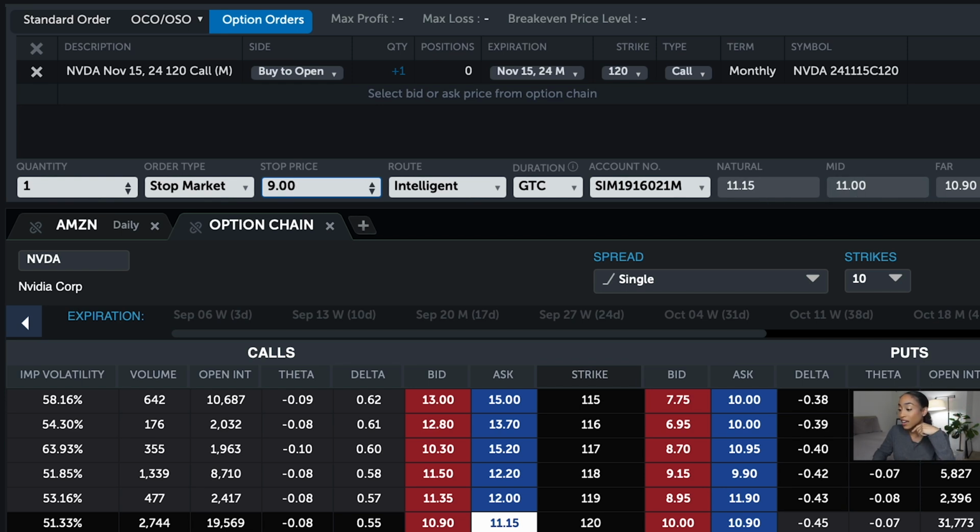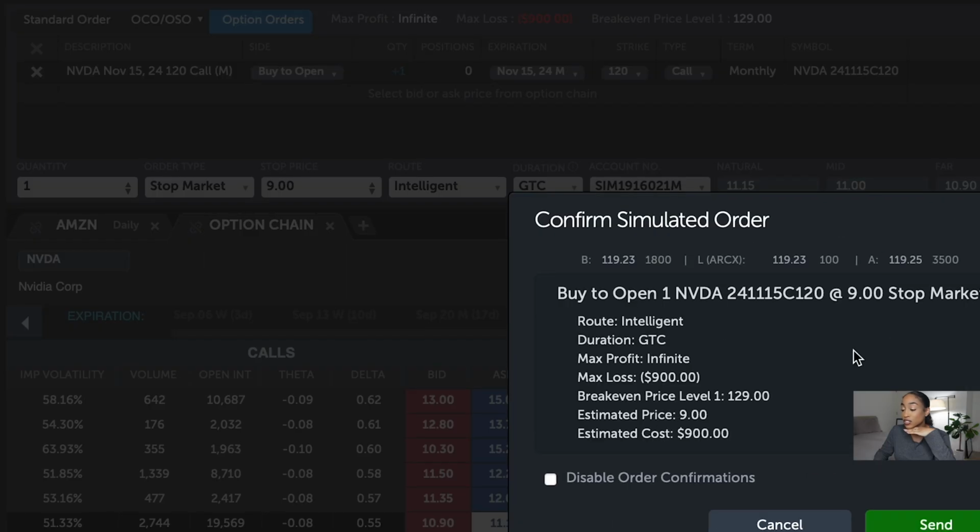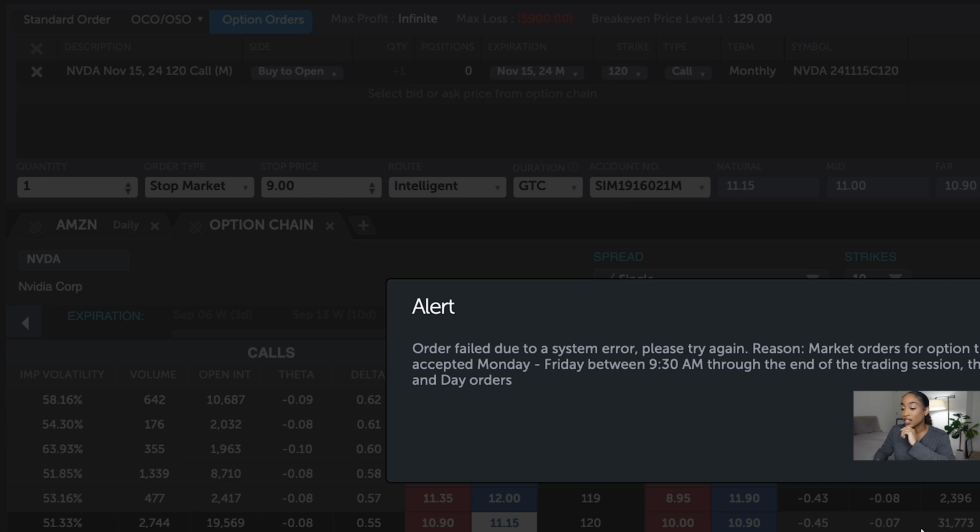So I'm going to leave 9, and then I will hit send order, and then your confirmation order will pop up. And you're just making sure that you have a stop market order. And then if I try to hit send, because the market is closed, of course I'm going to get this error message. So that's how you could do that.